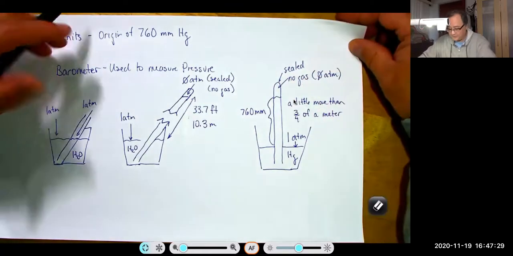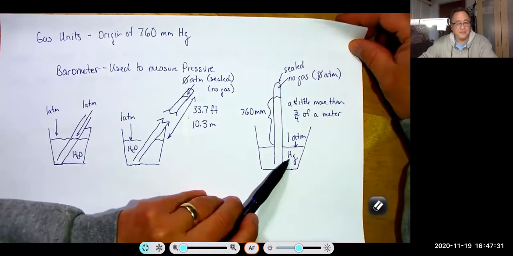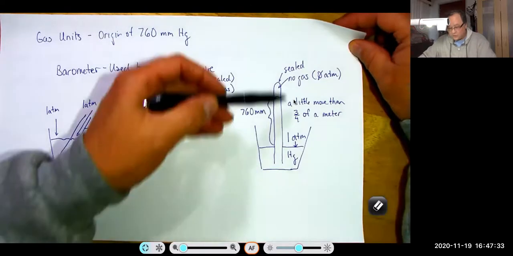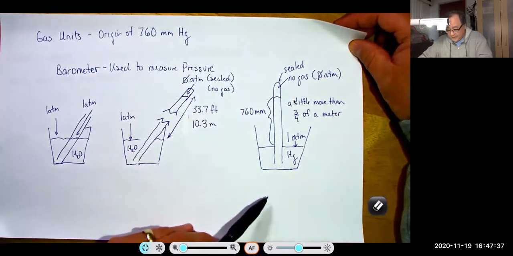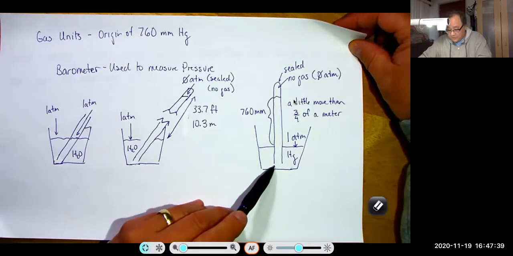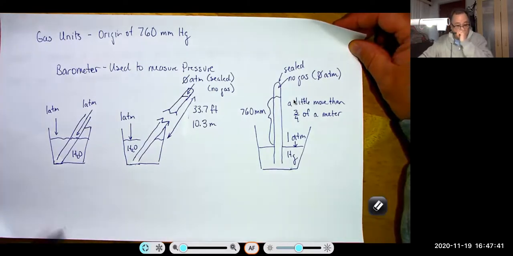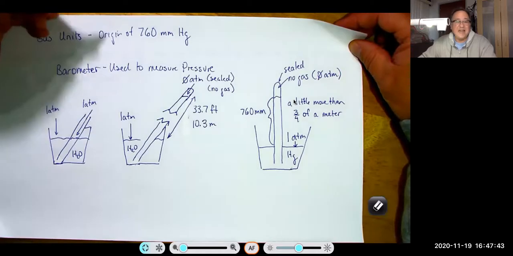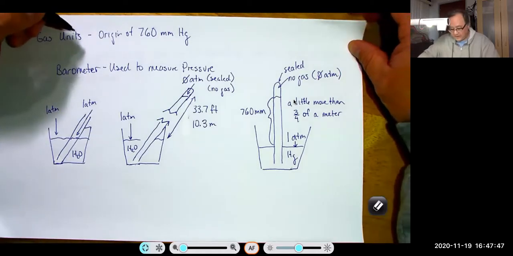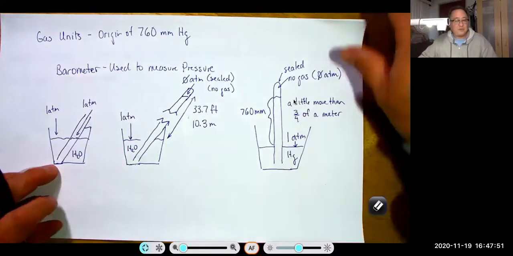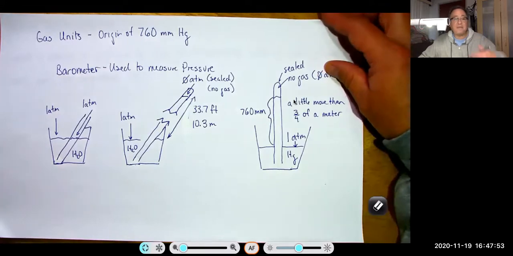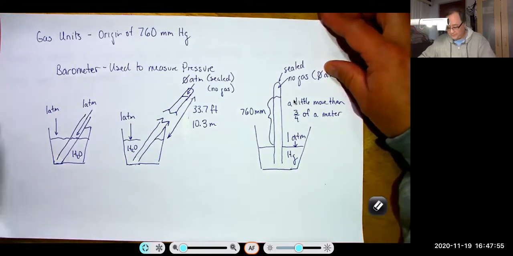And the answer is put mercury in it. So you can see I've taken the straw, which is sealed on the end with no gas in it, and it's open on this end, and I put it in mercury instead of water. Now, mercury is 13.5 times more dense than water. And really, if these straws are the same size, the atmospheric pressure will hold up the same mass of liquid.